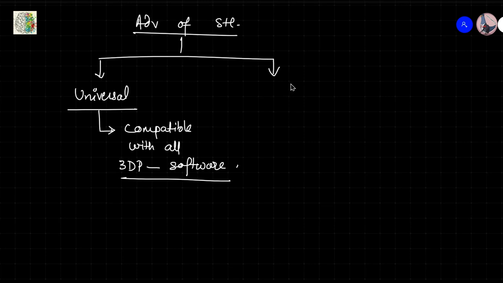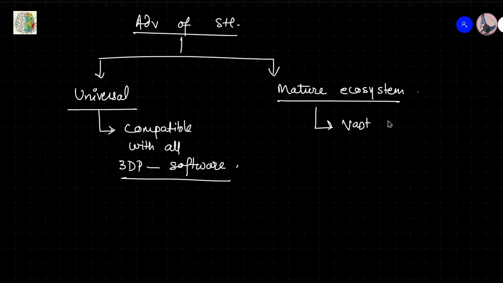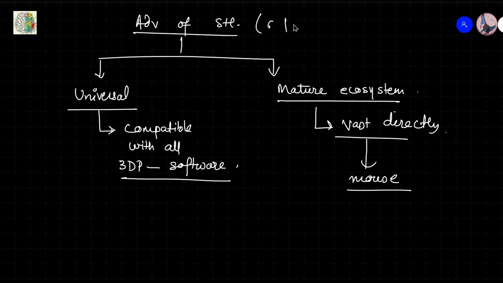And the second thing is its mature ecosystem. It means that it already has a very vast directory. Suppose you want to print a computer mouse, you can happily go to the internet and download something, and it will mostly be in STL format, because it has existed for a very long time. In the 1980s this 3D printer was developed, so from the 1980s people have been working on it, and most of the available files are in STL format only. So these are its two good advantages. The disadvantages I have already told you.